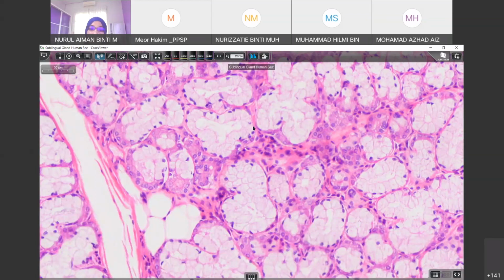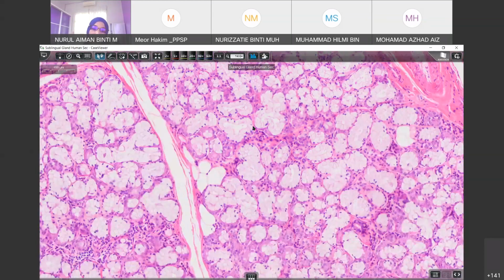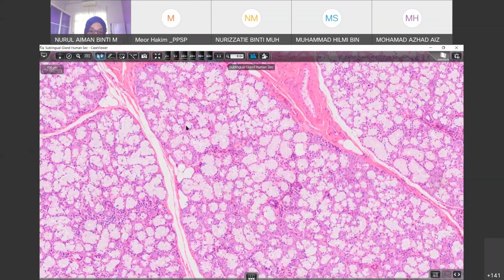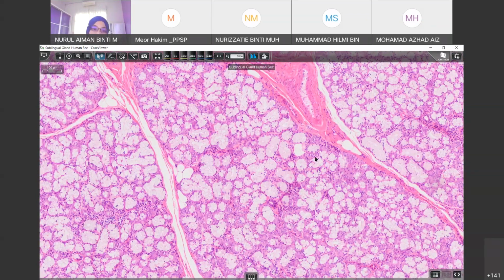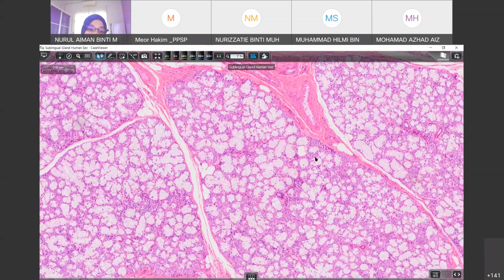If you look at the branching, it is very much branched. So it is a compound what, students? Compound, anyone? Tubuloacina. Yes, compound tubuloacina. You have to appreciate that the ductal portion will be branching, but of course you have to survey the rest of the gland, then you know this is the compound tubuloacina.